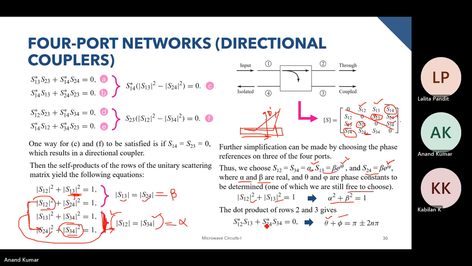Now, this essentially will become something like alpha beta e^(jθ) equal to alpha beta e^(jφ), and then you can simplify. You will get theta equals pi minus phi plus or minus 2n pi, something like that, and then you can simplify to get the expression. So you can substitute the values of S13 and S24 over here and try to simplify. This is simple algebra.